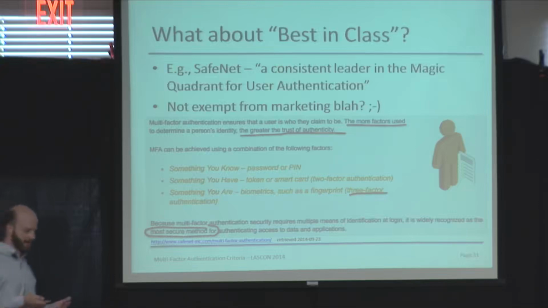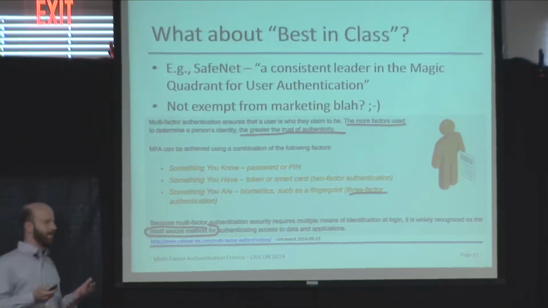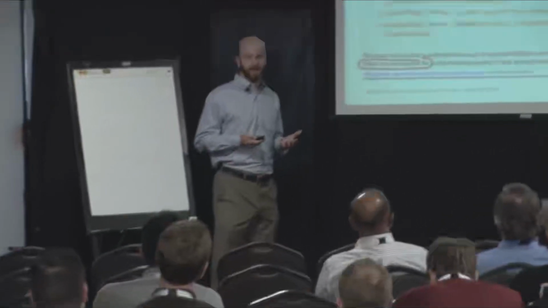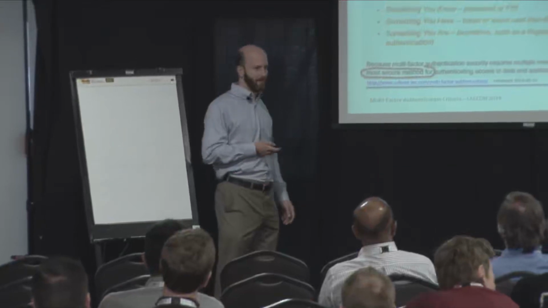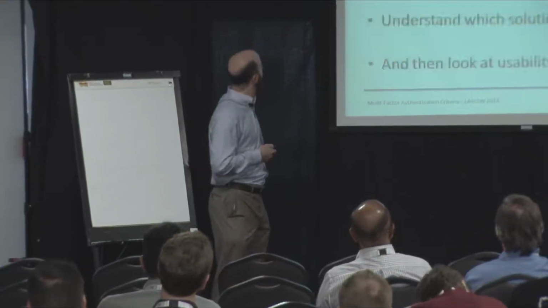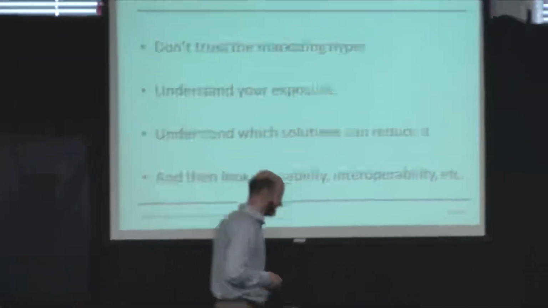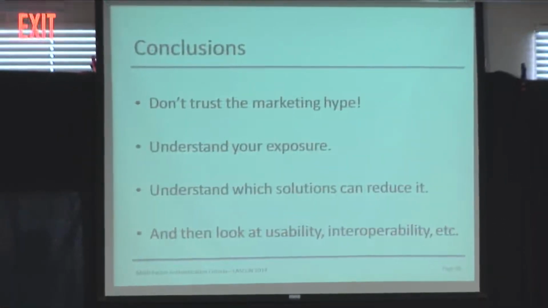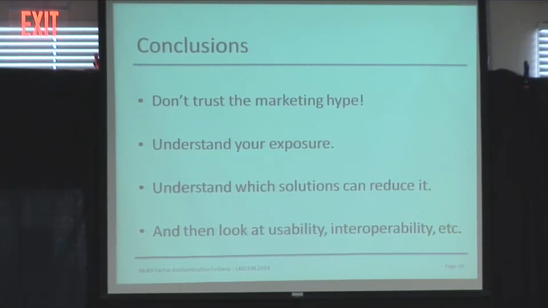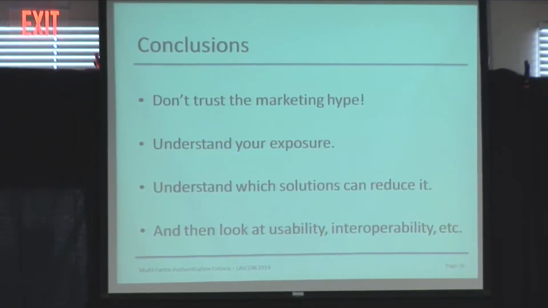So, basically what I want to say here is, either way, you need to look behind the marketing blah and understand what's actually going on if you look for a solution. So, conclusions. Don't trust the marketing hype. We just talked about that. Don't just go and say, oh, everybody is using, well, maybe SecurID tokens are out, I don't know, but everybody's using the smartphone-based tokens now. I'll just go do that, and I'm going to be more secure. Maybe you will be, maybe not.